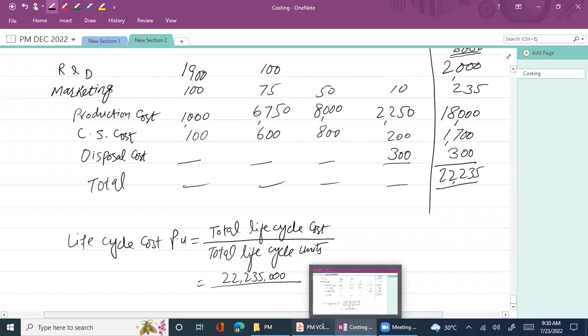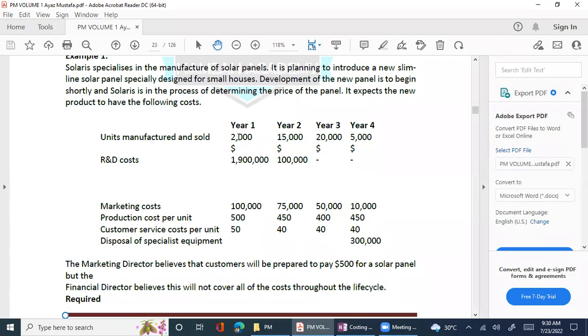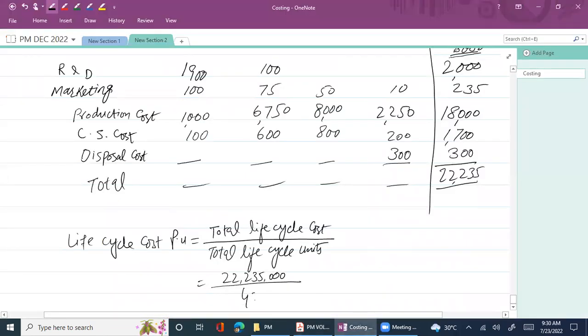divided by total number of units in the life cycle. So the number of units will be 2,000 plus 15 plus 20 plus 5,000. So it will be 42,000. So divide this. What will be the answer? This will be your life cycle cost per unit. So this is 529.40. So what was the suggested price?